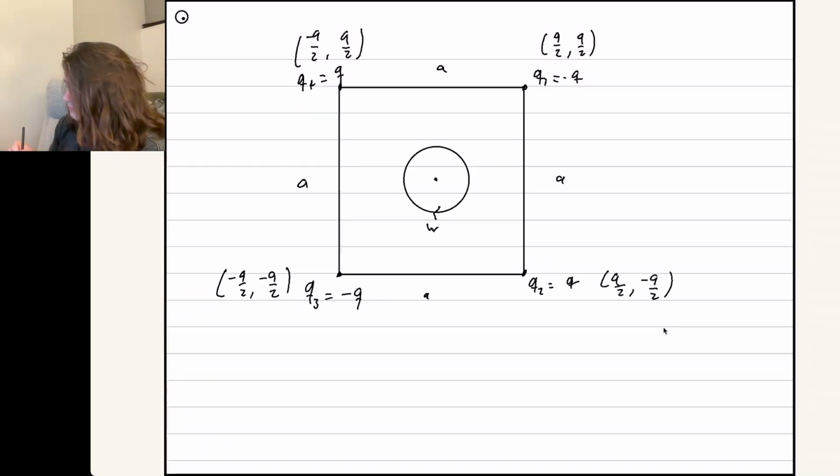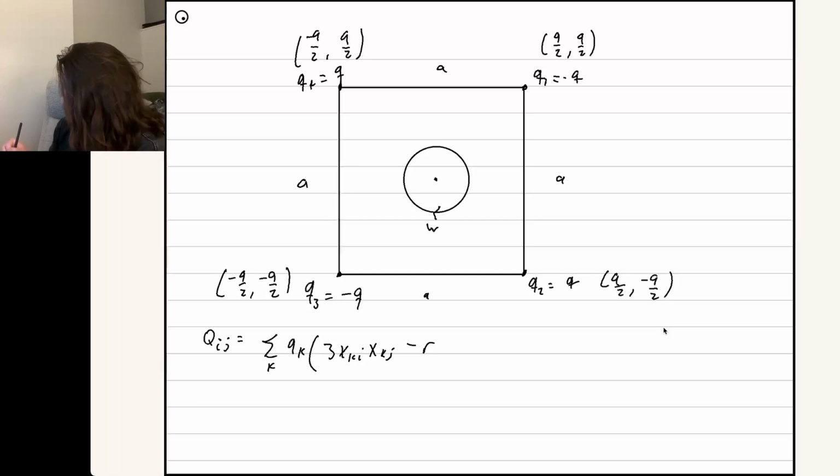And the quadrupole moment is going to be, this is the formula for discrete charges, the sum over k of qk times (3 xki xkj minus rk squared delta ij).